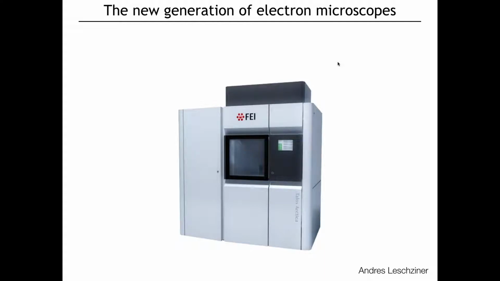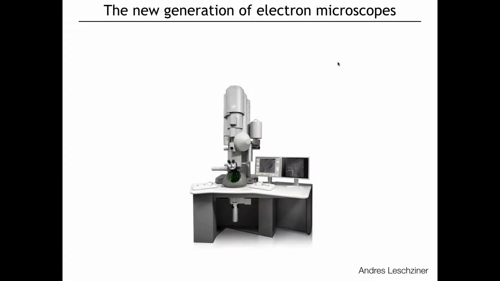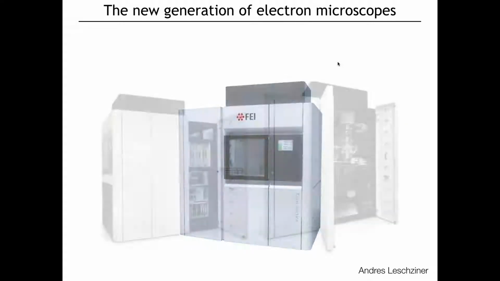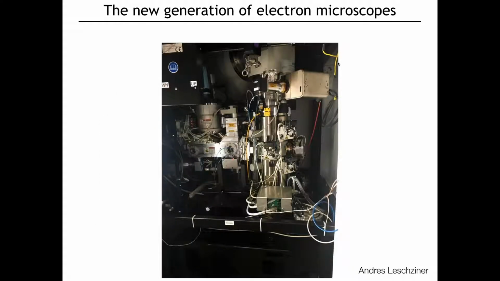And basically what FEI did is they took that F30 and then put it in a box. So this is what the electron microscopes look like now. But of course, inside it's the same electron microscope. If you open it up, it has the same optics and so forth.